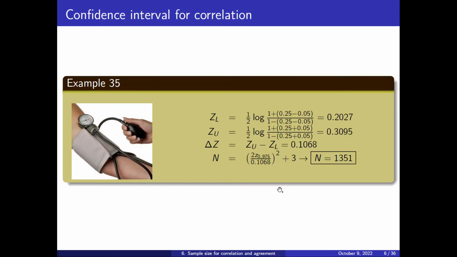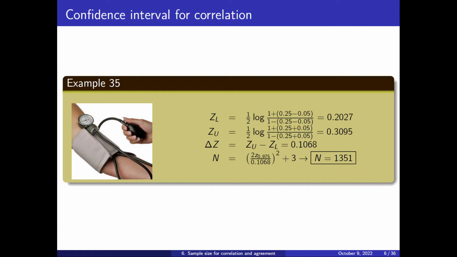Substituting our values, we have this, and then delta z, the difference between the upper and lower bounds, is this one, and then n is 1300 or almost 1400.